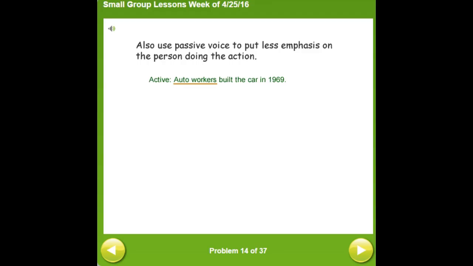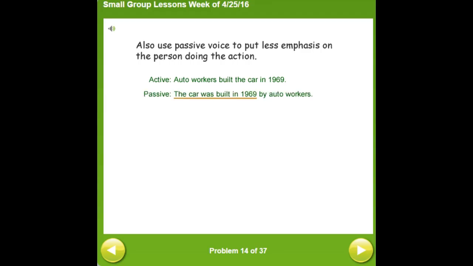Also use passive voice to put less emphasis on the person doing the action. For example, let's look at the active sentence, auto workers built the car in 1969. The subject of this sentence is auto workers, so the sentence is about the auto workers. But what if we wanted to emphasize the car being built and not the people doing it?